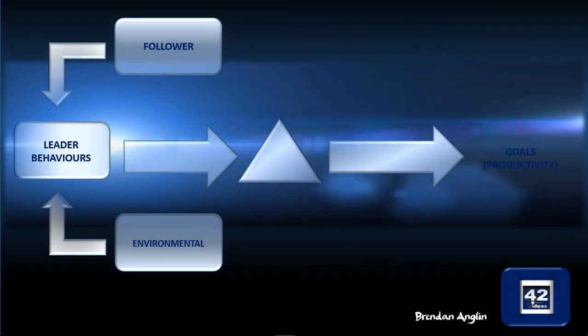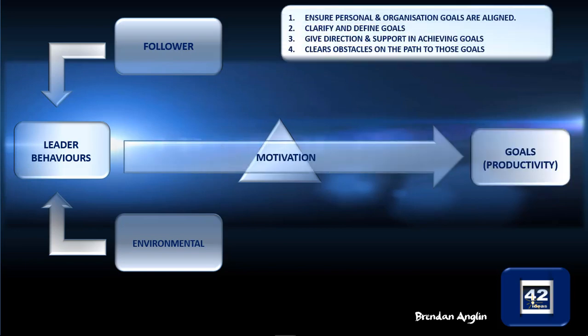The leader behaviours, the ideal leader behaviours, of which in the original model there are 4, these are influenced by the follower characteristics and the environmental or task characteristics. So by adapting the right behaviour to the characteristics of the follower and the environment, it is possible to motivate them towards achieving the goals and being productive. The objective there for the leader is to ensure that the personal and the organisational goals are aligned.